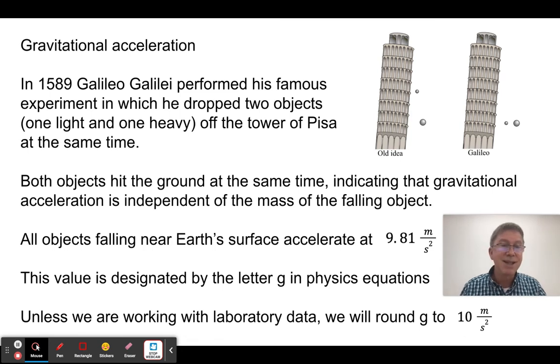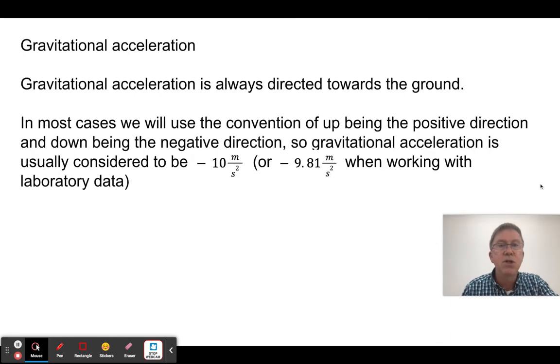The only time we're going to use anything different from that is if we're doing a lab where we really need to know the difference. Okay, so on labs, I want you to use this, but on practice problems, I want you to use this. So in class examples, I'll use 10 meters per second squared equals g.